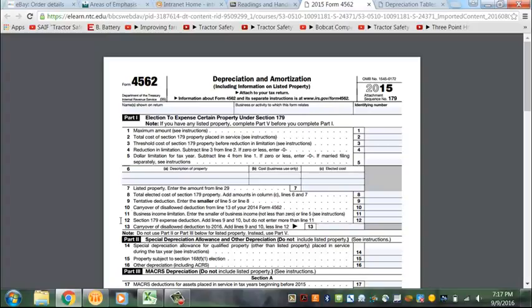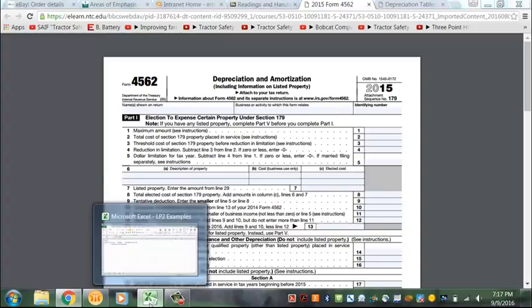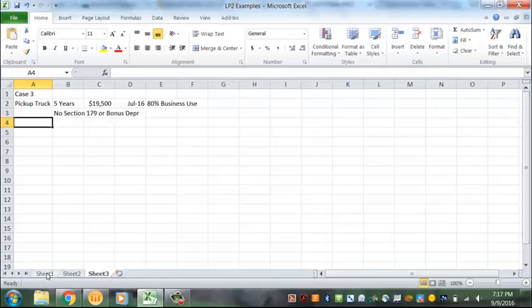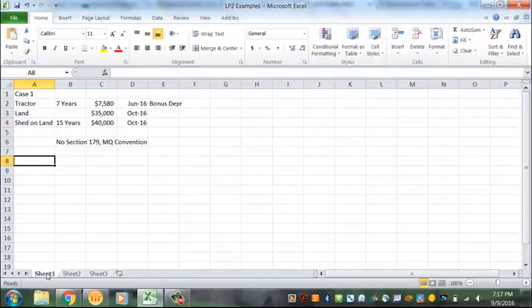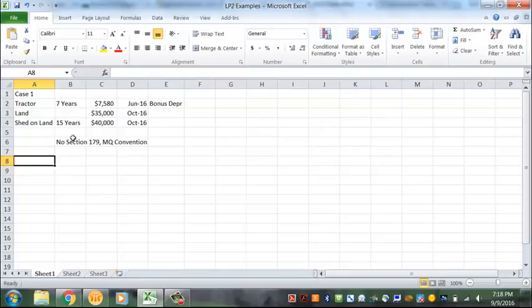The first one we're going to do, I have an Excel spreadsheet, and this is going to be by the demo video. So it shows you each of the cases and each of the different assets that are purchased, the years, the useful life years, the amount it was purchased for, when it was purchased, and if there's any special depreciation being taken on them. So the first one we're going to look at is this case study 1.